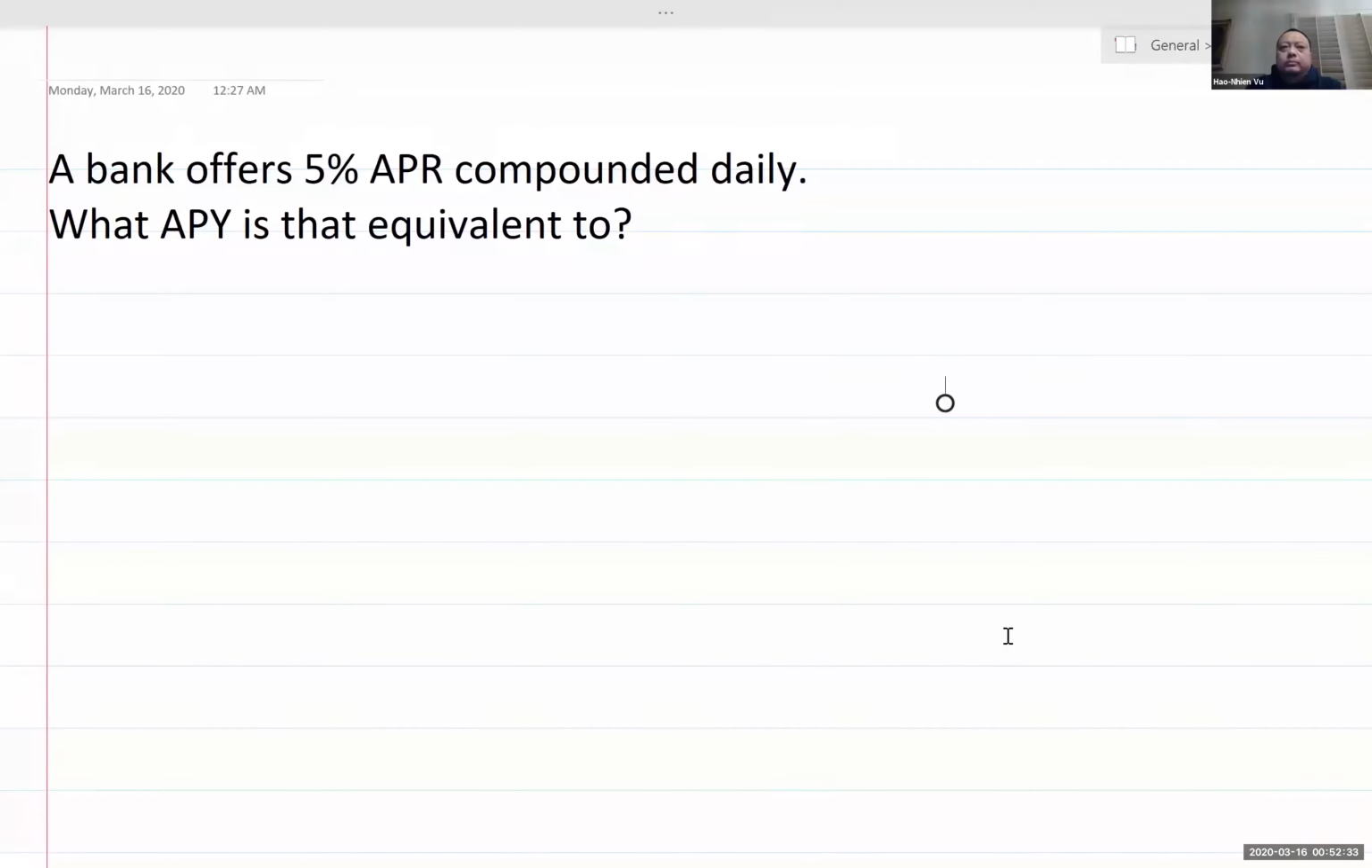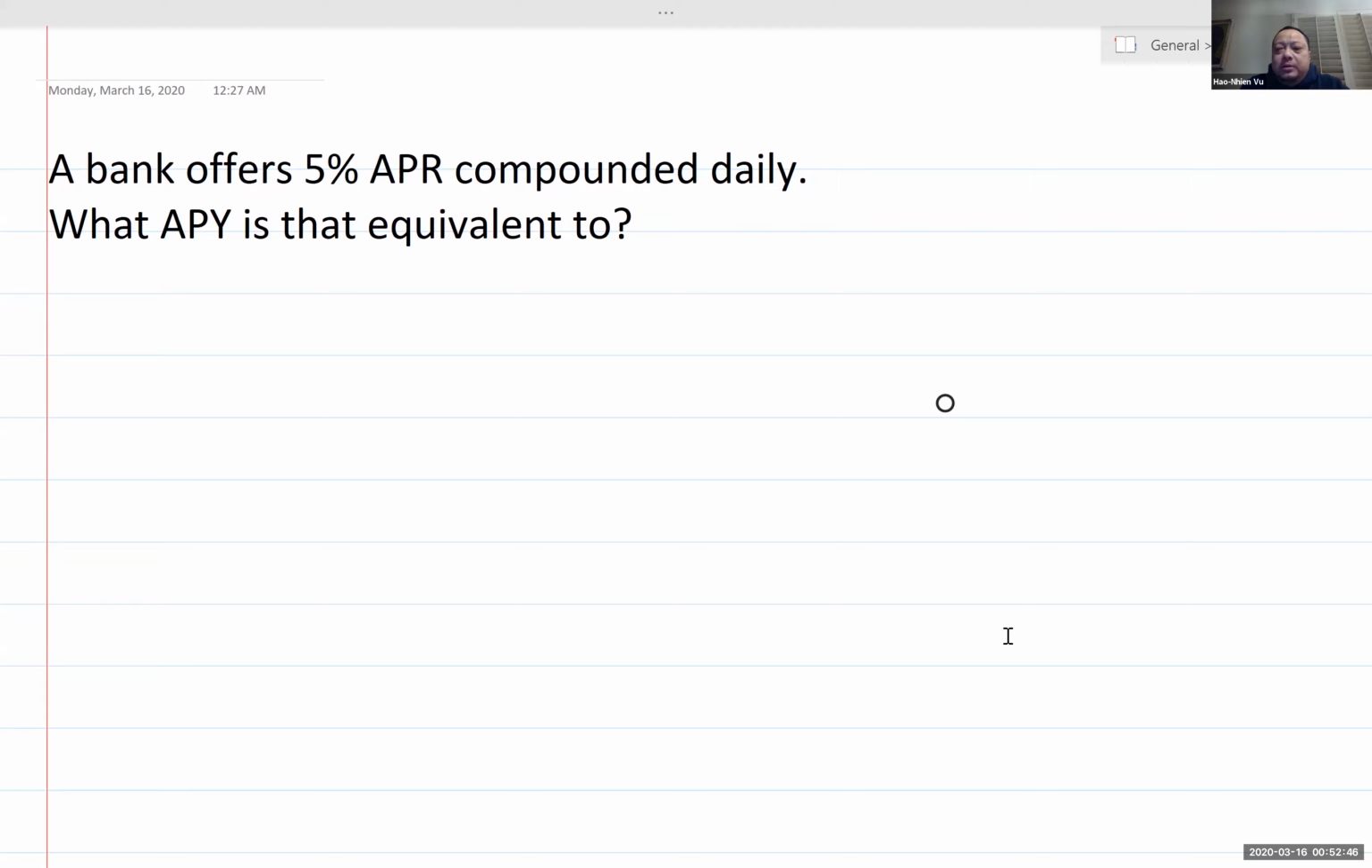All right, in this video, I'll show you the meaning of annual percentage yield, APY, and show an example of how it's calculated. So a bank offers 5% APR compounded daily. What APY is that equivalent to?